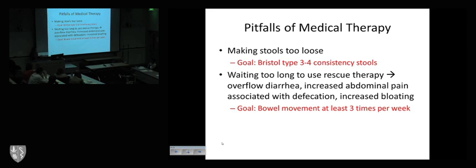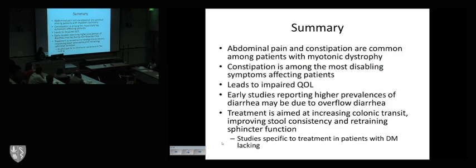And so what you want to aim for is having a bowel movement at least 3 times a week. So if after 2 days nothing's happened, start taking the rescue therapy, so that you're not going more than 3 days without a bowel movement.